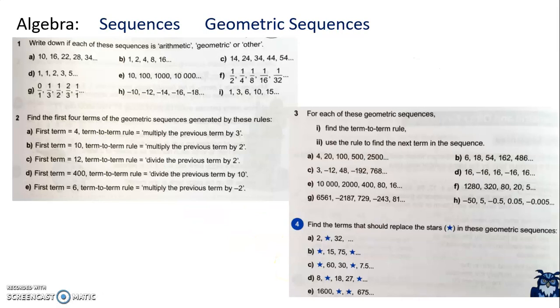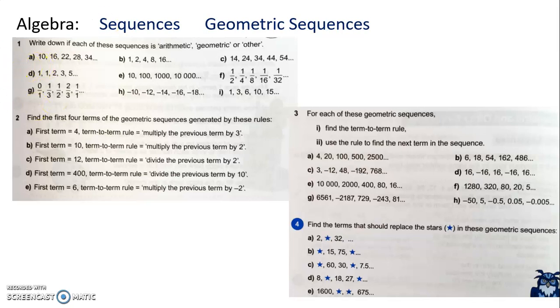Okay, so here is your task for today. You're going to need to pause the video and do the workings into your maths book. So question number 1, you've just got to work out whether each of these sequences is arithmetic, in other words, we're adding an amount every time, geometric, in other words, we're multiplying by an amount every time, or neither of those things, a different type of sequence, so other.